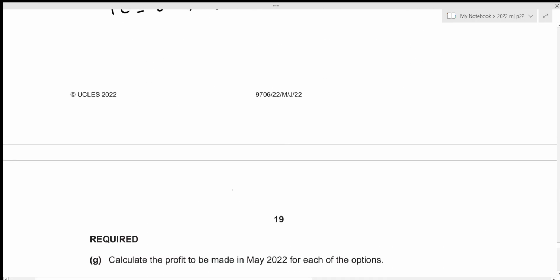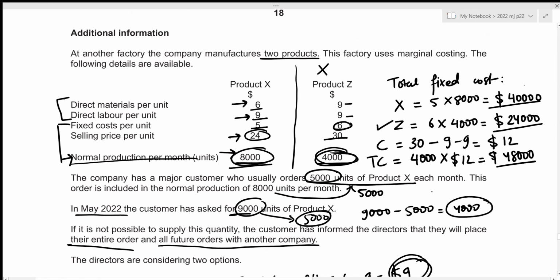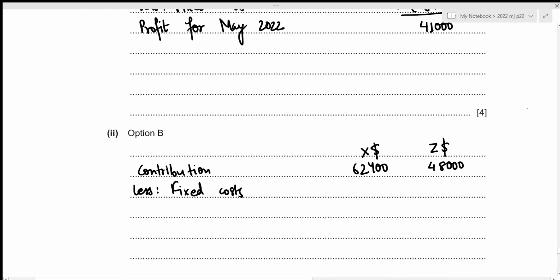Let's have a look above. The fixed costs remain unchanged, and we already figured out our fixed cost for product X to be 40,000 and product Z to be 24,000. So we can just substitute these two amounts. That's 40,000 for X and 24,000 for Z. And since we're subtracting the fixed cost, we need to write it down in a bracket, indicating that this needs to be subtracted. Now we can easily figure out our profit by subtracting the fixed cost from the contribution.